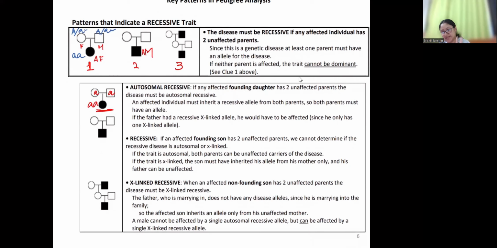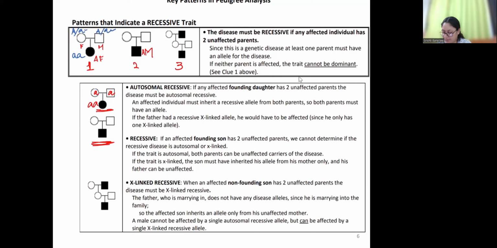Now let's come to the son example. The son is affected, and again has two unaffected parents. So we cannot exactly determine whether the recessive disease is autosomal or X-linked, because what did I say? From mother to son, that transmission occurs. So the mother could be a carrier, she herself doesn't have the disease, but she's transmitting the carrier gene to him, and he is getting affected by the other recessive gene that is coming.